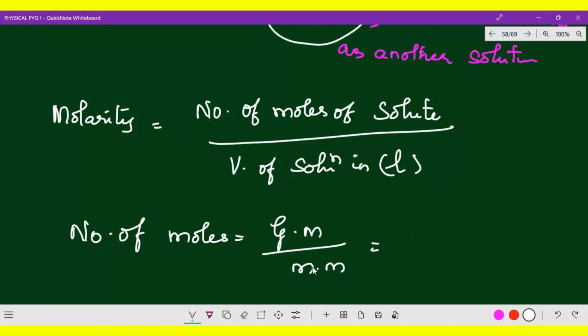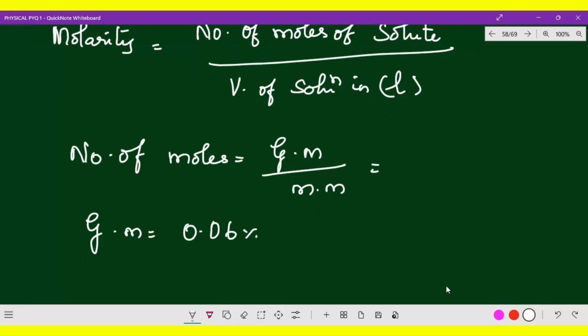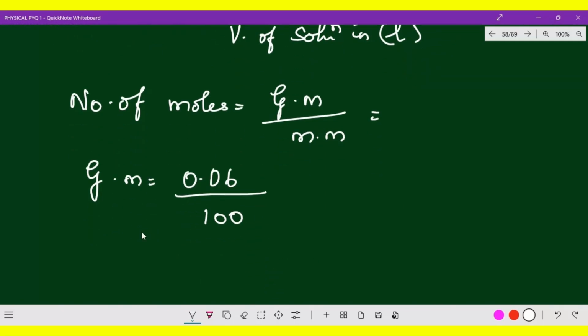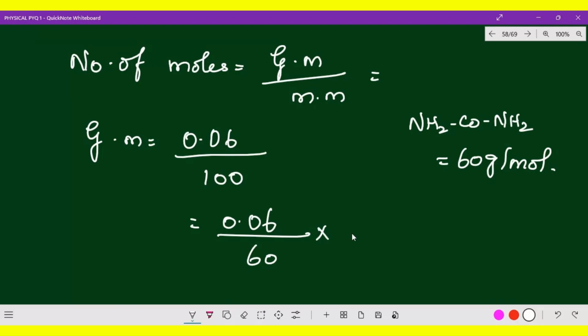So given mass is 0.06 percentage they have given. Percentage, how do we remove that? Here 0.06 divided by 100, can we write it? So 0.06 divided by 100. Can we apply the molarity value? So 0.06 divided by molecular mass, molecular mass of urea NH2CONH2, which is 60 gram per mole. So 60 into 1000, divided by this 100, we bring it here. I just put it in this way.